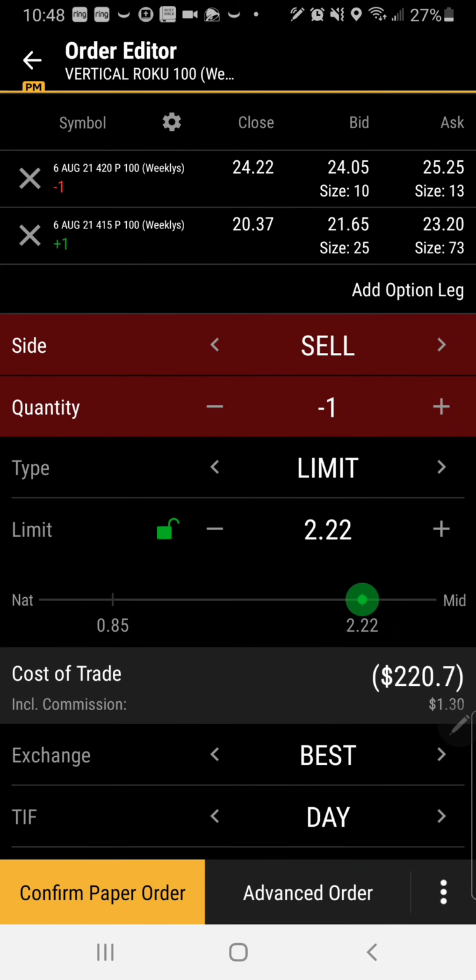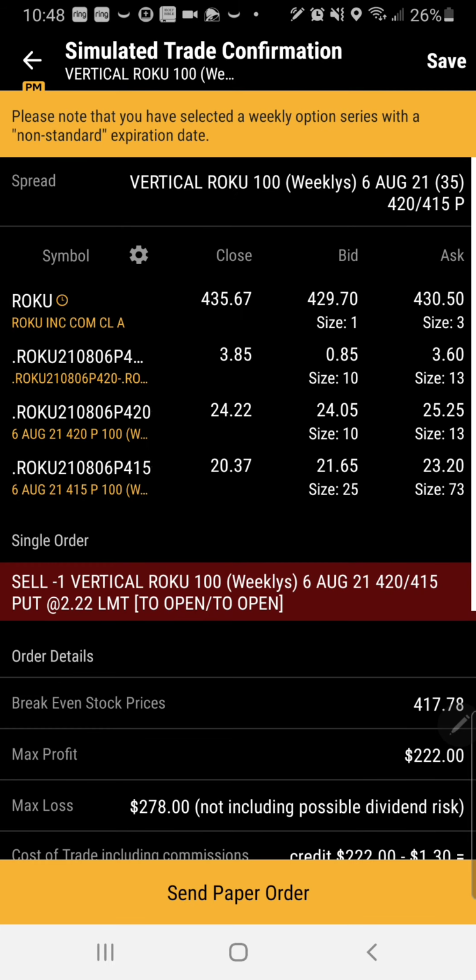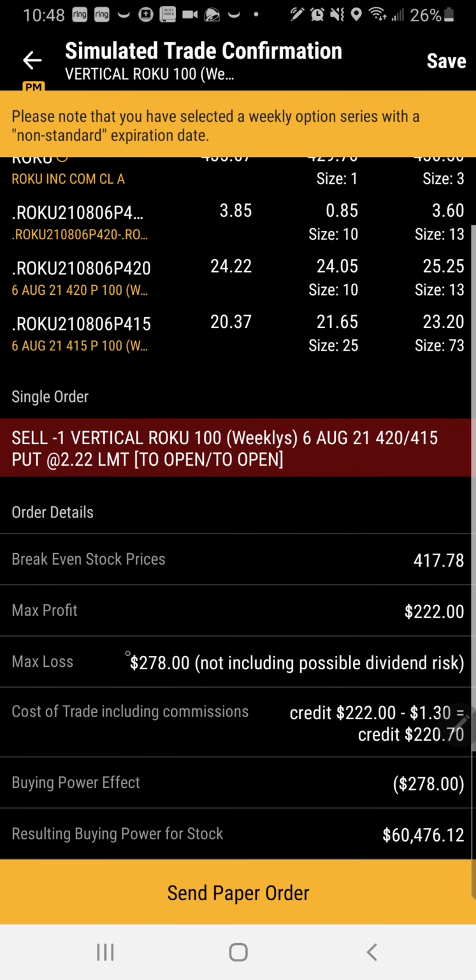That's a pretty good amount of money to collect for this trade. Now look, remember, the most it could be worth is $5, and I'm collecting $2.22 of that. So what does that tell us about our max loss? Our max loss is $278.